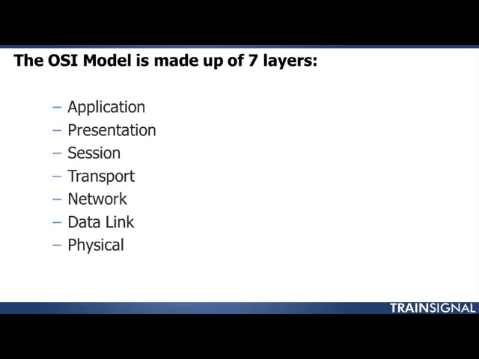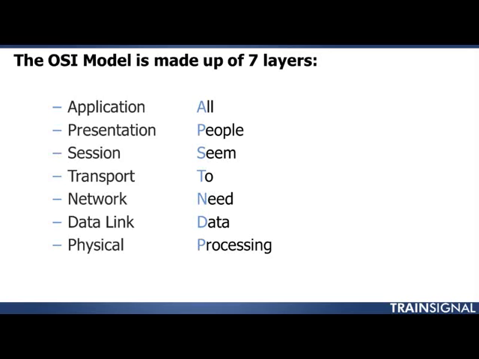What we need to do is start off with just the first letters, A, P, S, T, N, D, P, and then put some kind of a catchy saying that goes along with it so that we can remember those letters. And the most common one, and one of the original sayings that was out there, was: all people seem to need data processing. And yeah, we're actually using the term data processing, which means you can tell we're going back a good number of years.